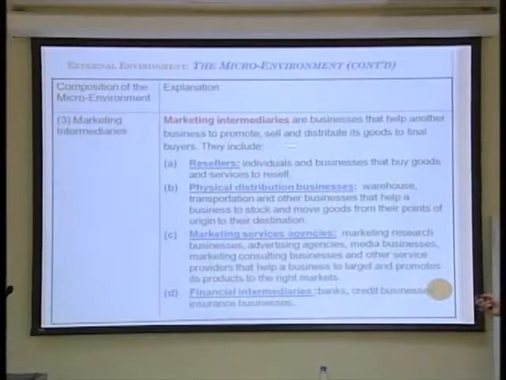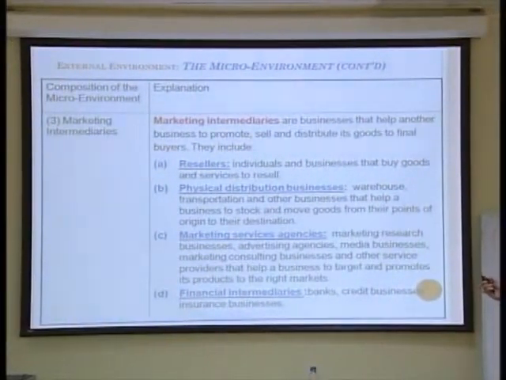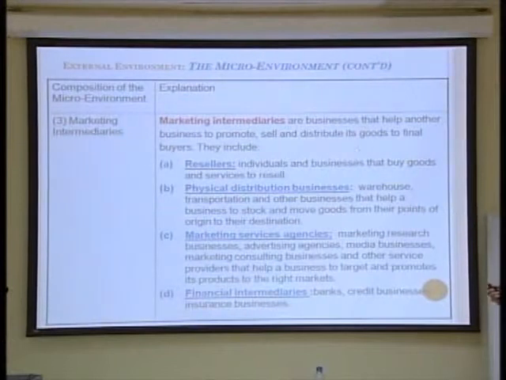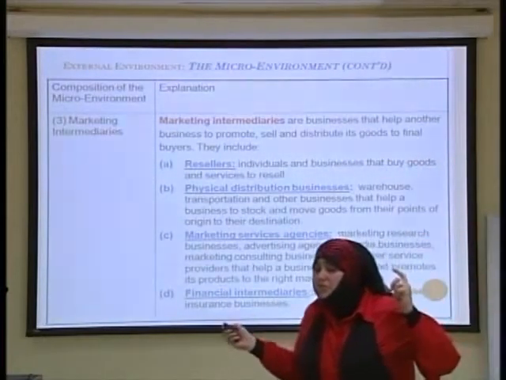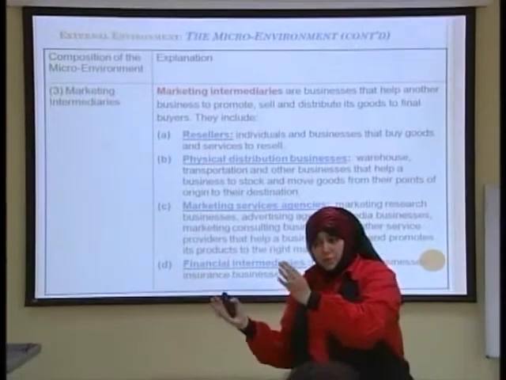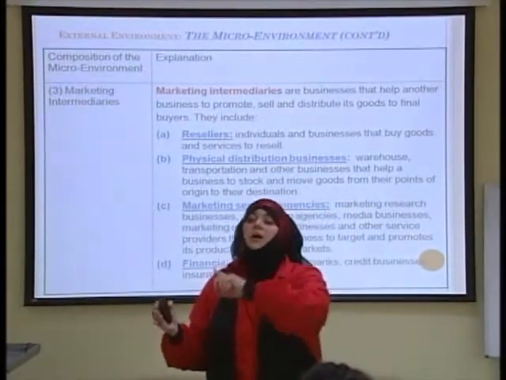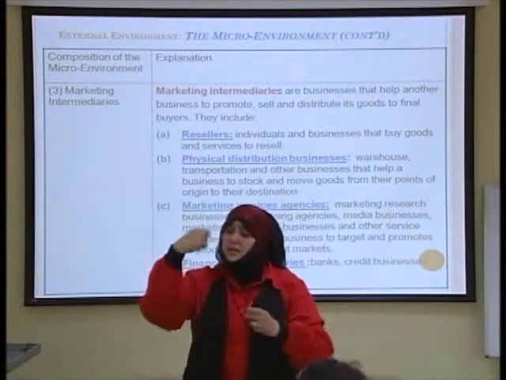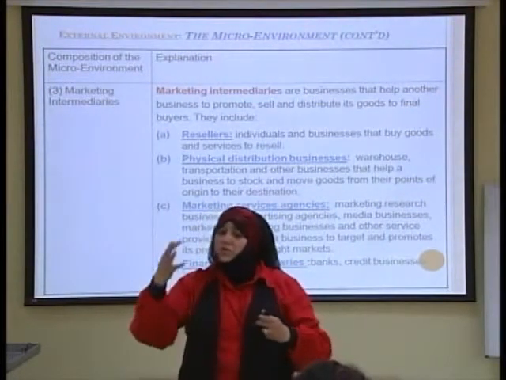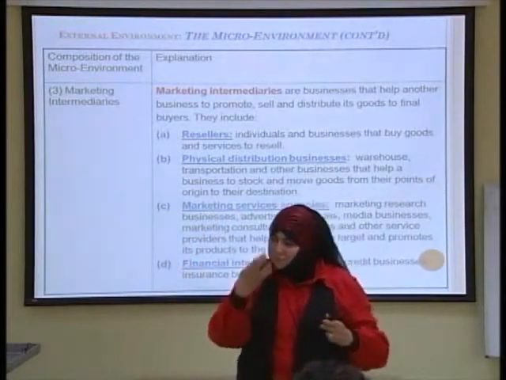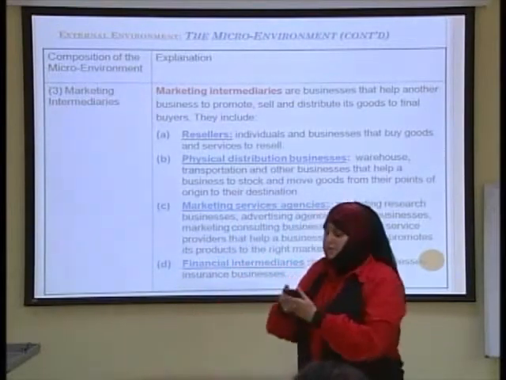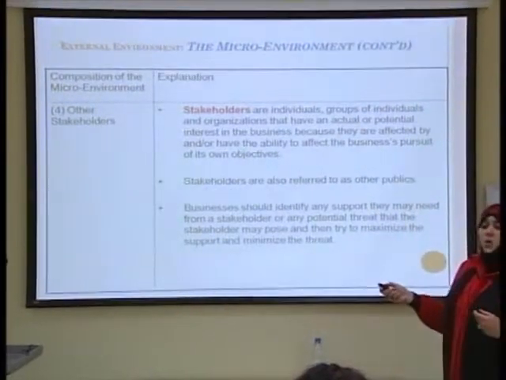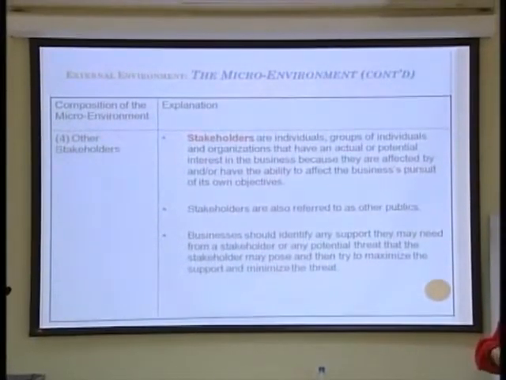So all these, if you compare these types with the definition, businesses that help another business to promote, sell, and distribute its goods to final buyers, the definition applies to them, right? Very good. So what about marketing intermediaries? The ethical issues to be considered are the same as the ones we consider with suppliers, because again, it's buying and selling. So make sure that you have equal treatment and you are fair to them, and in negotiation be fair to them.